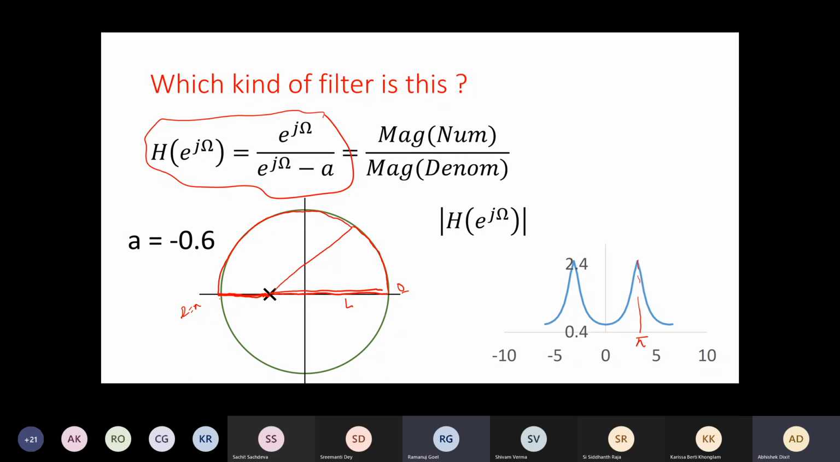So wouldn't it be an all pass filter for A equals 0? Yes, of course, all pass filter. And you do not have to do anything. A equals 0, then this becomes 1. Right? A equals 0 is straightforward, all pass filter. So if A is greater than 1, then can it be a band pass or band stop?